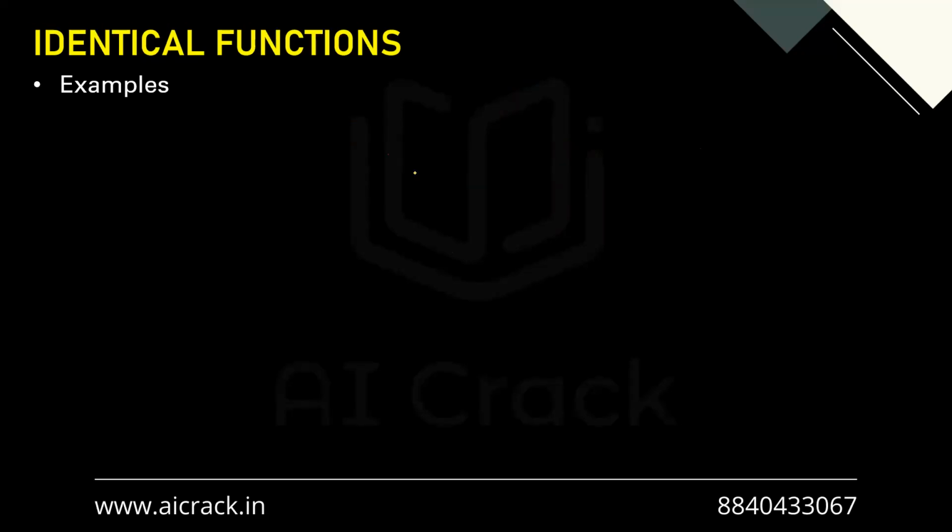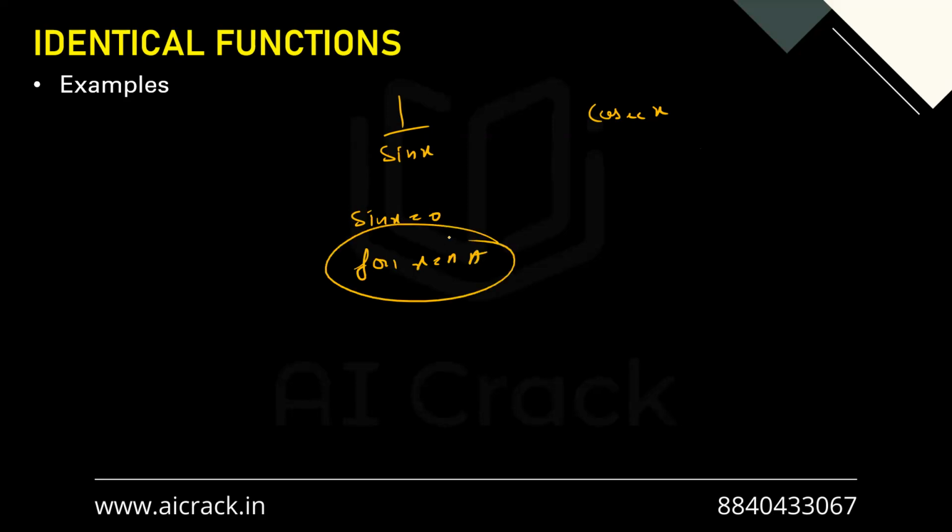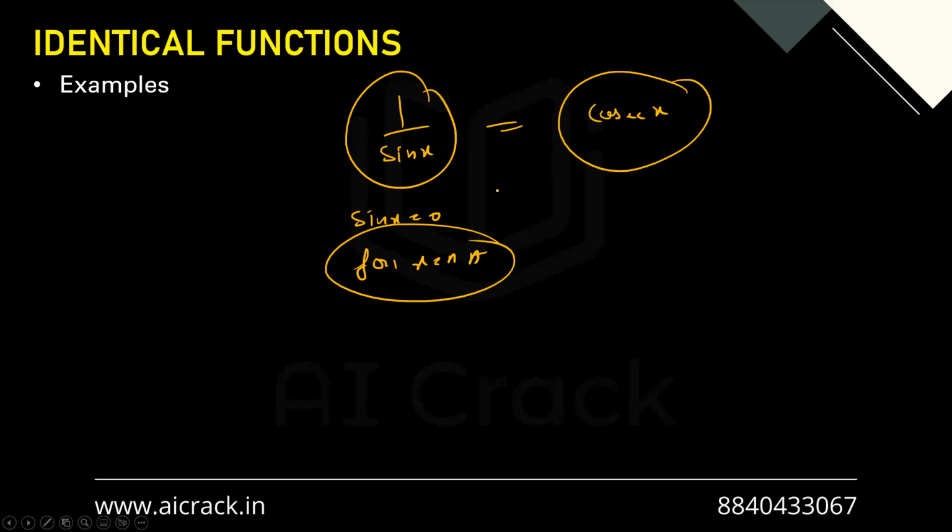Now let's take one more interesting example. We have 1 upon sine x and cosec x. We again have used them interchangeably a lot of times, but are they identical? Yes, in this case they are. Why? Because we know that sine x equals 0 for x equals n pi. So for x equals n pi, 1 upon sine x is not defined. Similarly, for x equals n pi, cosec x is not defined as well. So in that case, these two are actually identical.